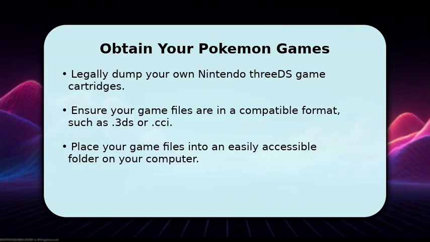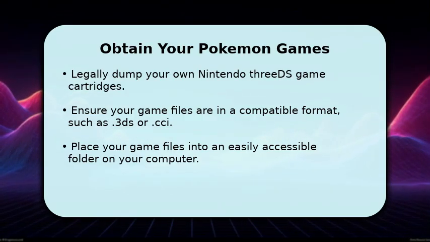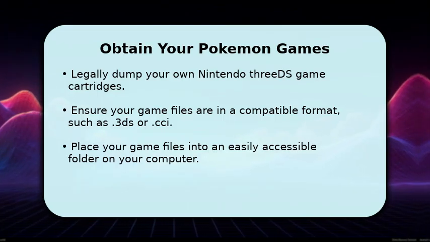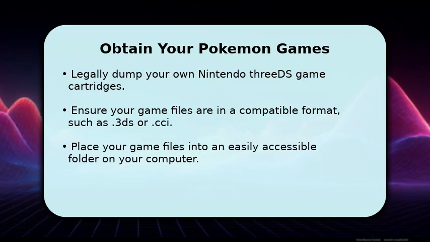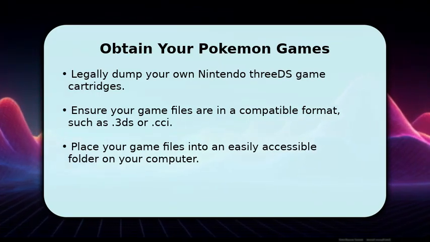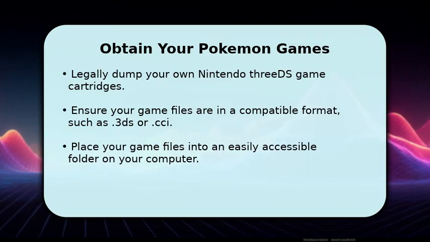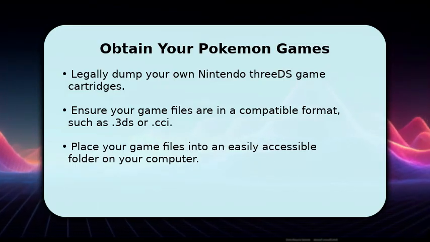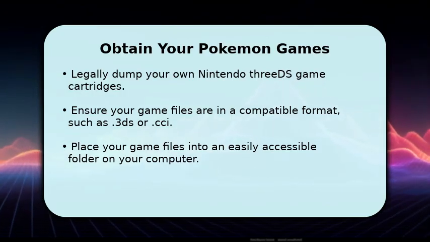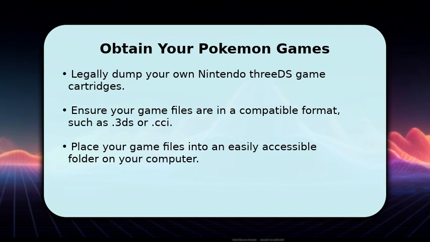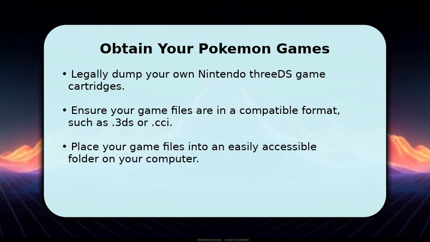Next up, you'll need your Pokémon game files. The most recommended and legal way to get these is by dumping your own Nintendo 3DS game cartridges using custom firmware on your console. Once you have your game, ensure it's in a format Citra can read, typically a 3DS or CCI file. After acquiring your game, create a dedicated folder on your computer to store it, making it simple to locate when you're ready to load it into the emulator. This keeps everything organized and ready for play.